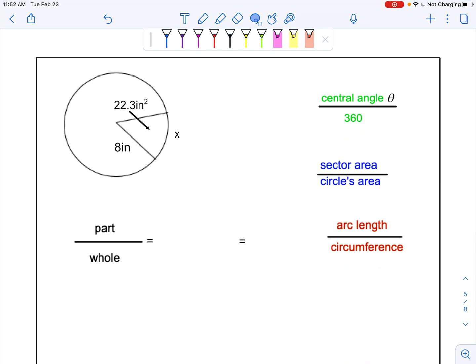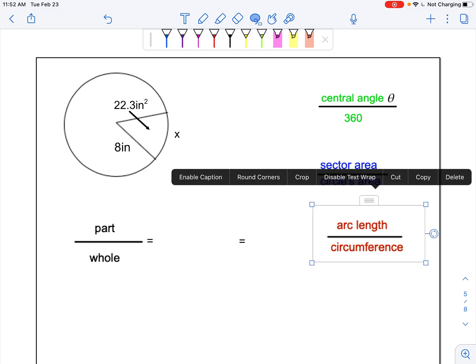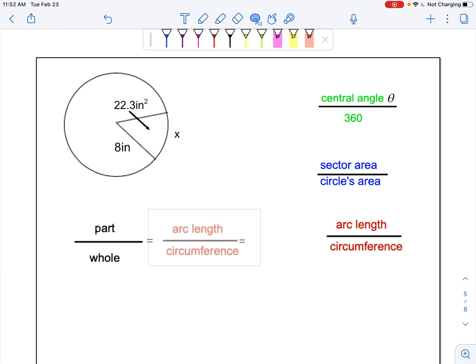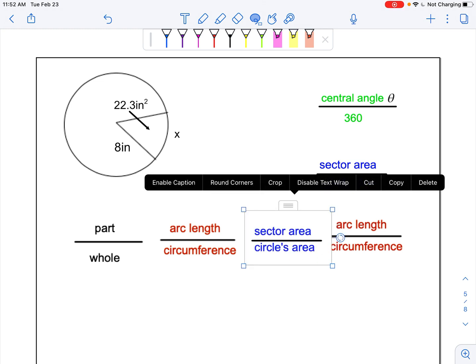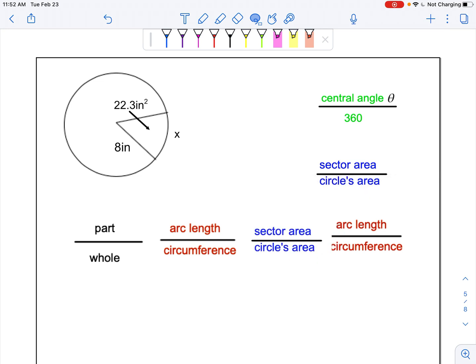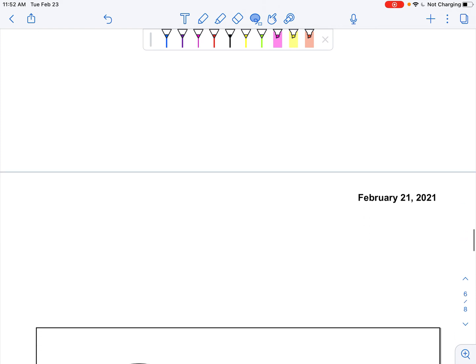So this is what your homework's going to look like. Here we go. I am looking for arc length because my X is on the outside here by the arc length. So I know I'm going to pick that one because that's the one I'm looking for. And then it looks like I'm given sector area, so that's going to be the one I use. So that's basically what your homework is: which one am I given, which one am I looking for?